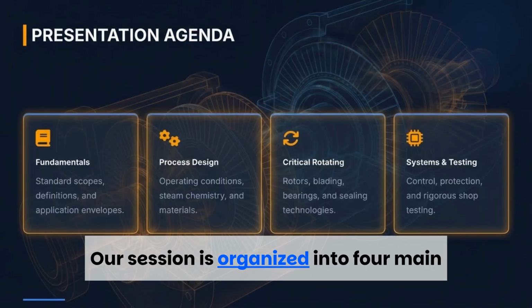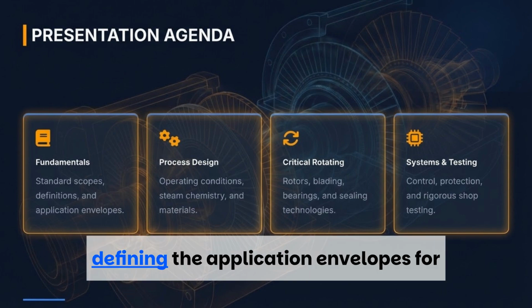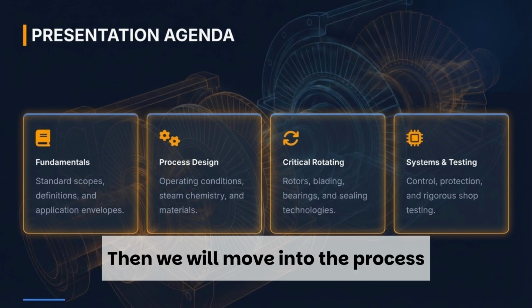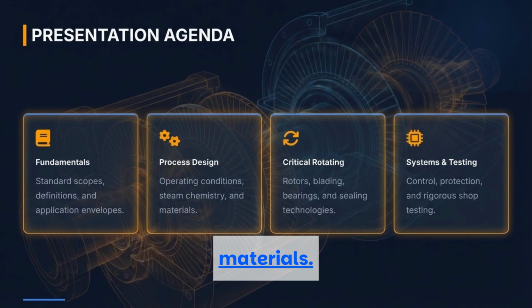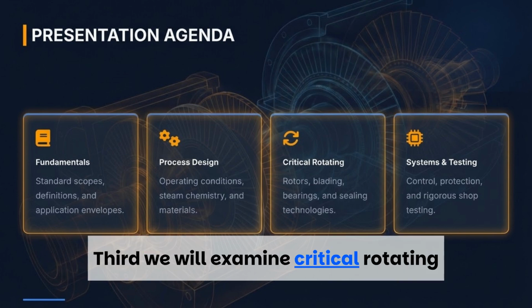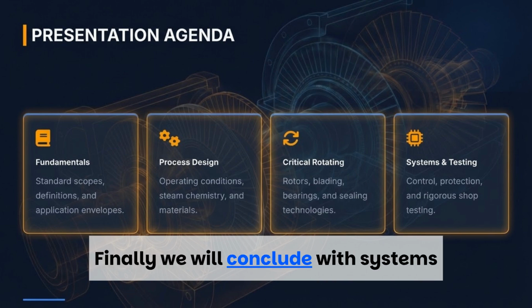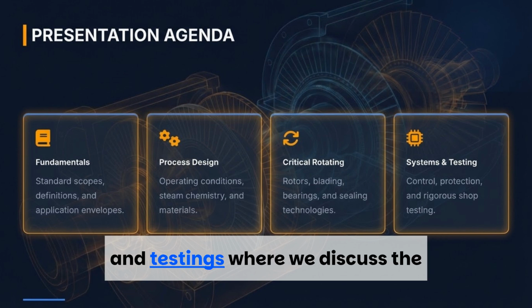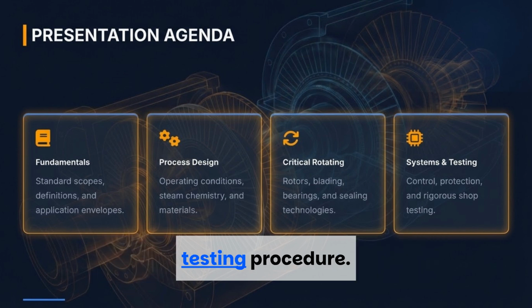Our session is organized into four main pillars. We will start with the fundamentals, defining the application envelopes for each standard. Then we will move into the process design, covering steam chemistry and materials. Third, we will examine critical rotating components like rotors and bearings. Finally, we will conclude with systems and testing, where we discuss the control, protection and rigorous testing procedures.